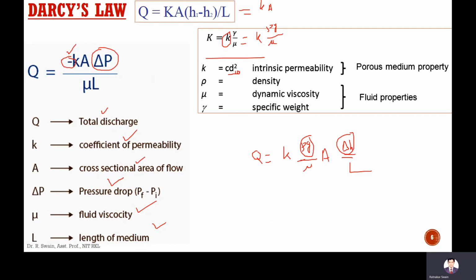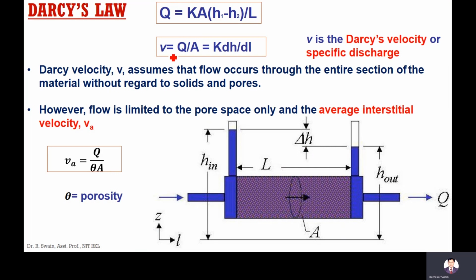So this is about Darcy's law. If we calculate the velocity in this soil mass, the velocity is equal to Q by A, discharge per unit area. So discharge per unit area, you can calculate as K delta H by L, or K dH by dL. Delta H by L or dH by dL is nothing but the hydraulic gradient. So this V, which is discharge per unit area, is called Darcy's velocity, or it's called specific discharge.